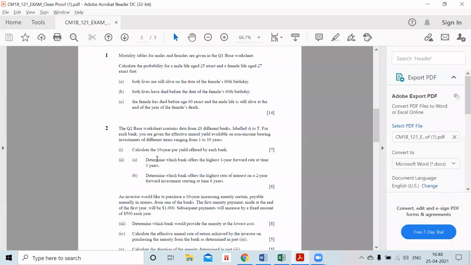For question 2, the question 2 base worksheet contains the data from 20 different banks labeled A to T. For each bank, you are given the effective annual yield available on income-bearing investments of different terms ranging from 1 to 10 years. Calculate the 10-year par yield offered by each bank.